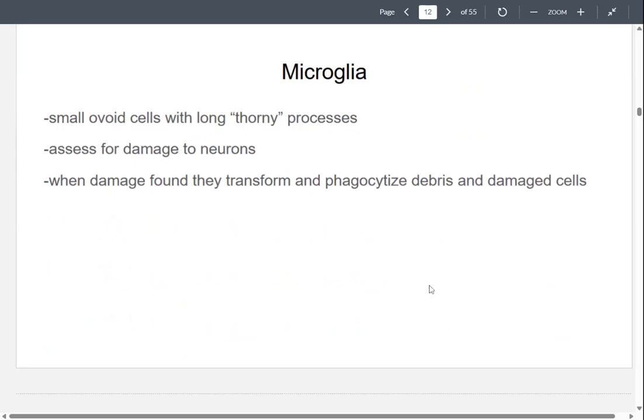Microglia are small ovoid cells with long, thorny type processes. Think more like a rose stem. And these guys are definitively part of the immune response for the nervous system. They assess for damage, and when they find it, they phagocytize or eat the debris and damaged cells. They clean up the area.